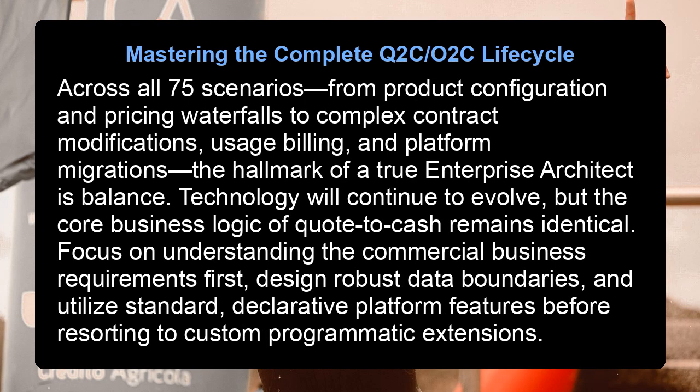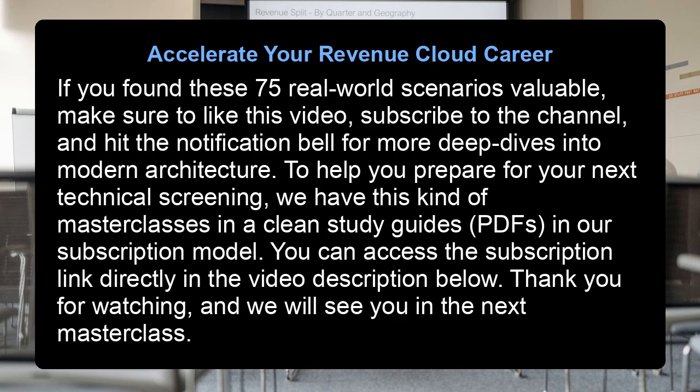Mastering the complete Q2C and O2C lifecycle. Across all 75 scenarios, from product configuration and pricing waterfalls to complex contract modifications, usage billing, and platform migrations, the hallmark of a true enterprise architect is balance. Technology will continue to evolve, but the core business logic of quote-to-cash remains identical. Focus on understanding the commercial business requirements first, design robust data boundaries, and utilize standard, declarative platform features before resorting to custom programmatic extensions. Accelerate your Revenue Cloud career.